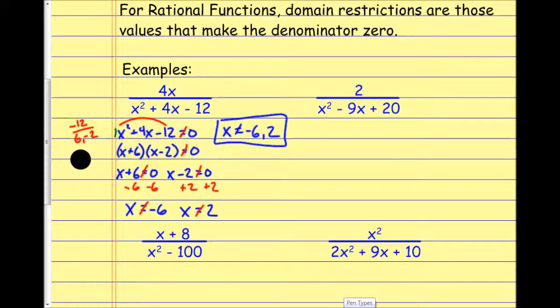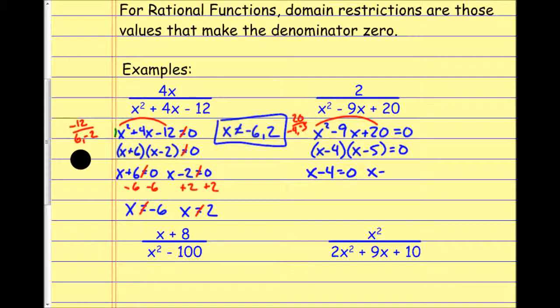Same thing with the next one. Again, I can't have a denominator that equals 0, so the first thing I do is set the denominator equal to 0. Okay, see what I get here. And once again, I'm going to try building a bridge. Two numbers that multiply to a 20 but add to a negative 9 or a negative 4 and a negative 5. Once again, I can use my shortcut because there's a 1 out front. So that factors into an x minus 4 and an x minus 5. And now I set each factor equal to 0. And I solve each.